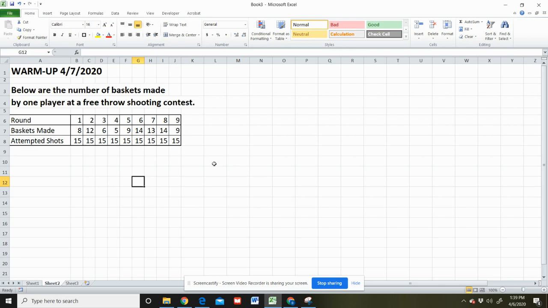All right, so today's warm-up problem is basically a data set of the number of baskets made by one player at a free throw shooting contest. You'll see they did 9 rounds. The second line here is the number of baskets that they made, and then these are the number of shots that they attempted. So first round they made 8 out of 15.